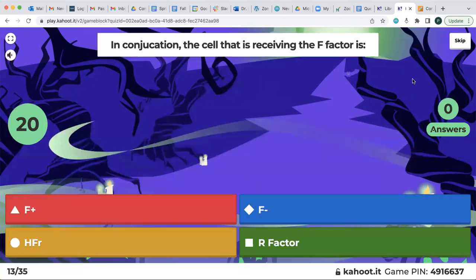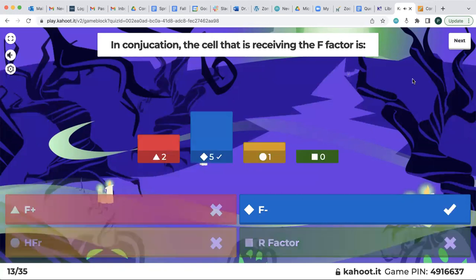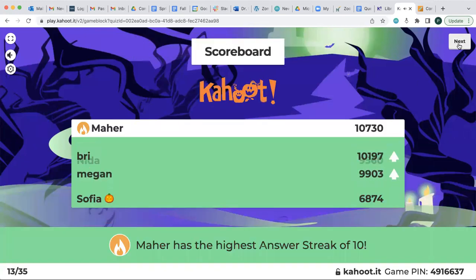In conjugation, the cell that is receiving the F factor is which one? Yes, the one that is receiving is F negative. It doesn't have an F factor, so it is F negative, is how I always remembered it. If it already has an F factor, meaning it is able to give it, it is F positive. Next.